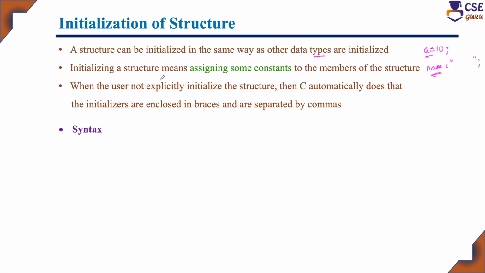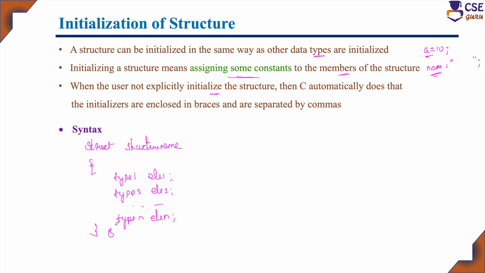Initializing the structure means assigning some constant values to the members of the structure. When the user has declared the structure but not initialized the values, the C program will automatically do this. That is also possible here. So for initialization of a structure, the syntax is the keyword struct and the structure name. Here we have to specify data type 1, element 1, type 2, element 2, likewise any number of elements, type n, element n. And here we again use the structure variable.